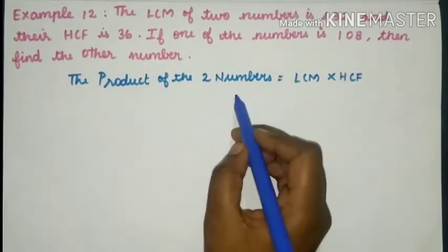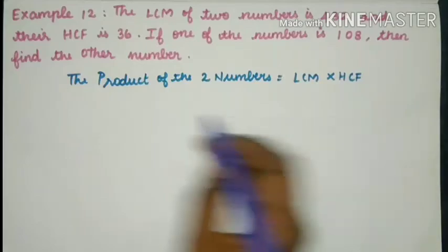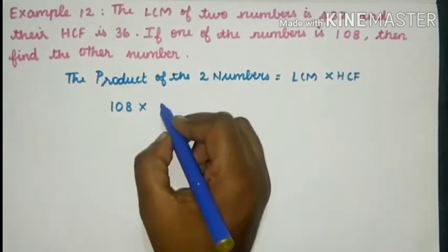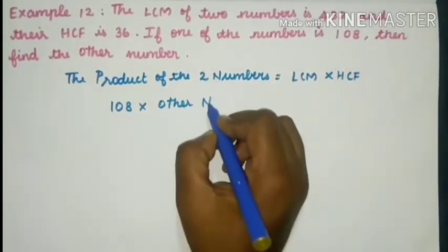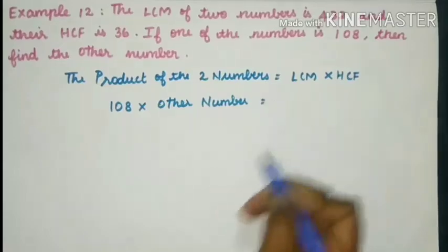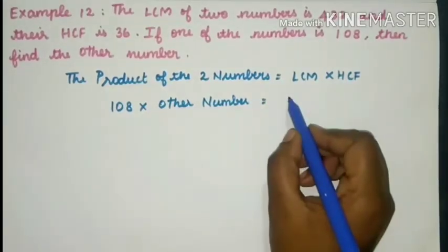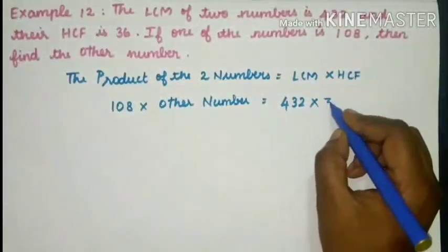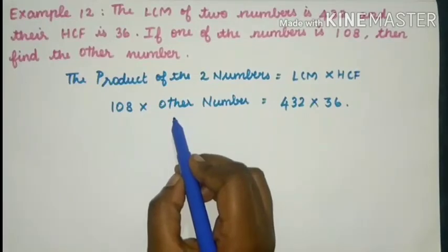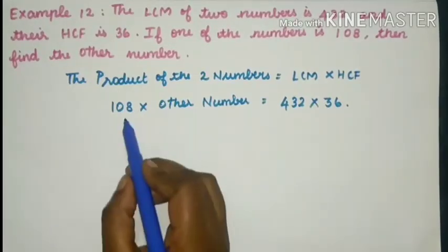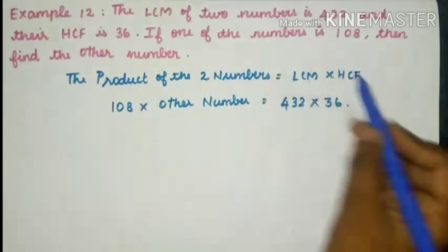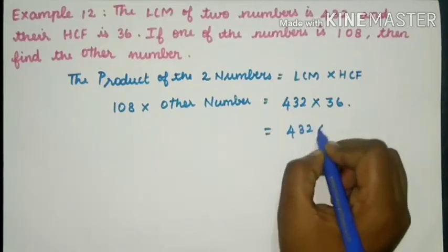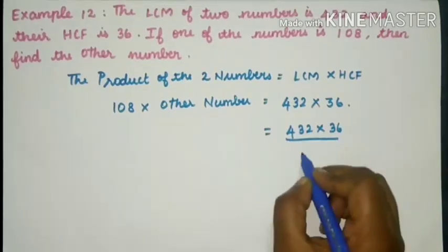The product of two numbers equals LCM into HCF. One of the numbers is given, that is 108. The other number we don't know, so let's take the other number be X. The LCM value is 432 and the HCF value is 36. We have to find the unknown value, the other number only. So multiplication of 108 will go to the right hand side, meaning it will change into division: 432 into 36 by 108.